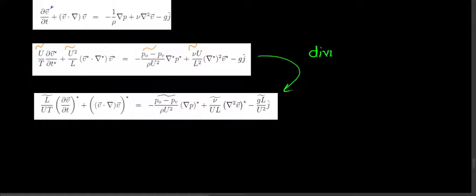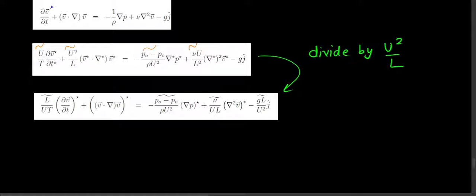So we just divide by U squared by L, the order of magnitude of the convective inertia term. The convective inertia, and we got this, and the tilde is already added. So these are the similarity parameters.